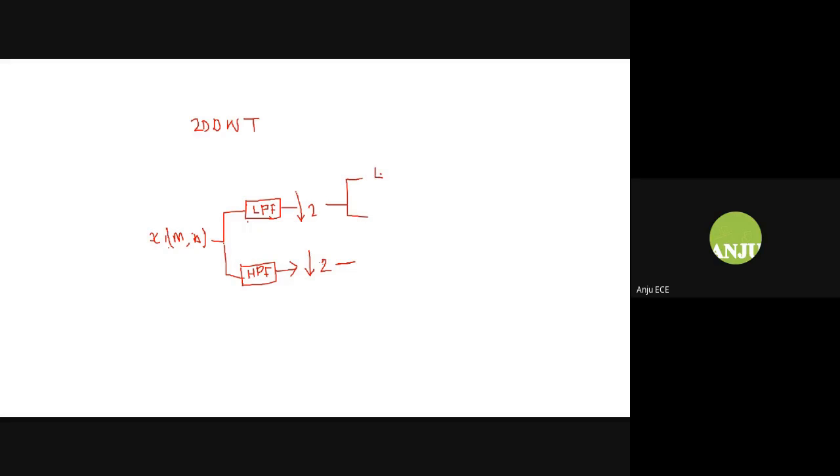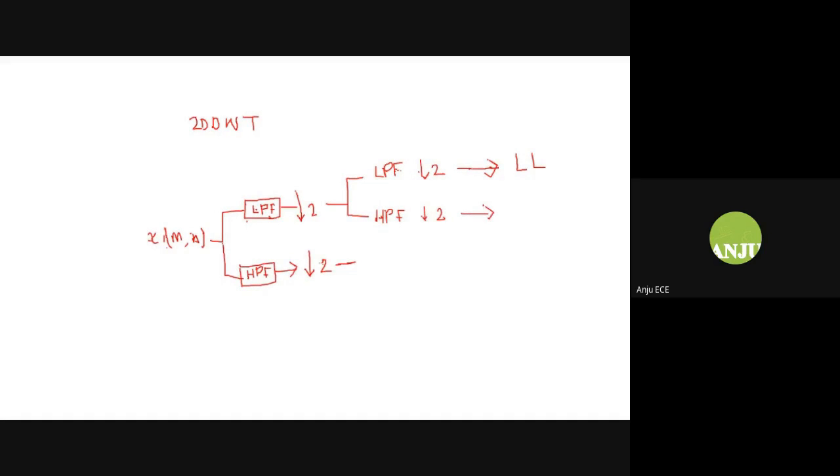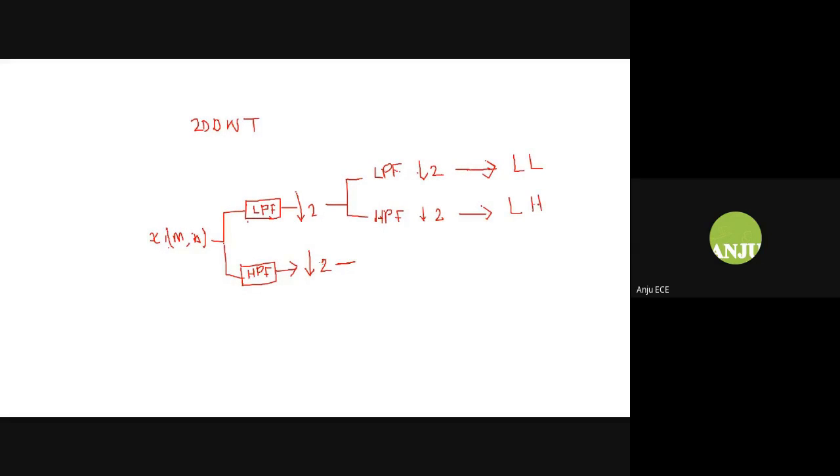What happens here is, again I'll have a low pass filter and a decimator with the decimation factor of 2. Again I'll have a high pass filter, and again a decimation with a factor of 2. What you get at this point is the low frequency components taken again through low frequency, so I'll have the low-low band. Whereas at this point I'll have low frequency, high frequency, so I'll have the low-high component.